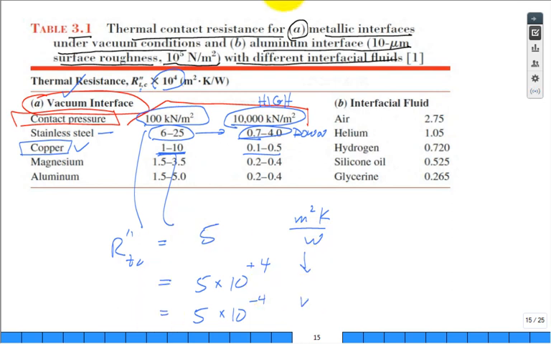So let's just do a clicker, A, B, or C. You're looking at it, you're an engineer, you're about ready to graduate. You see this all the time in headers of tables. What is it? Should I use in my calculations 5 or 5 times 10 to the plus 4 or 5 times 10 to the minus 4?